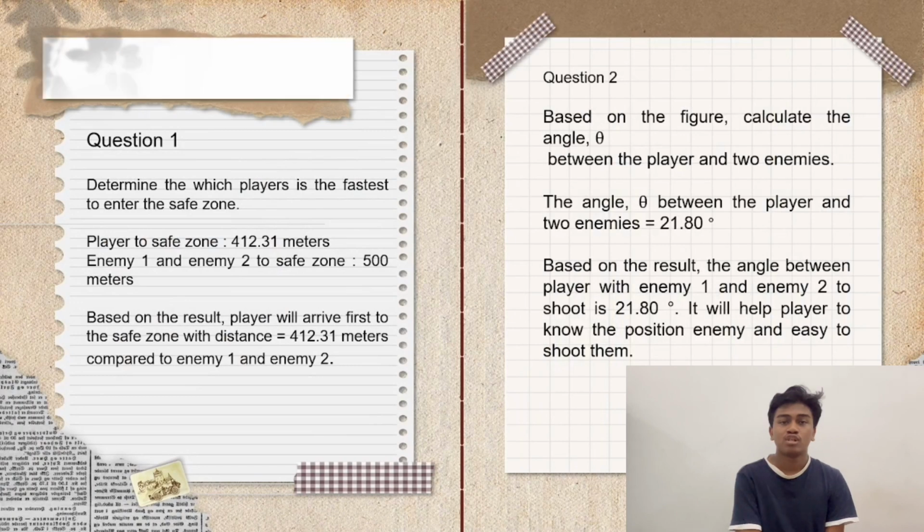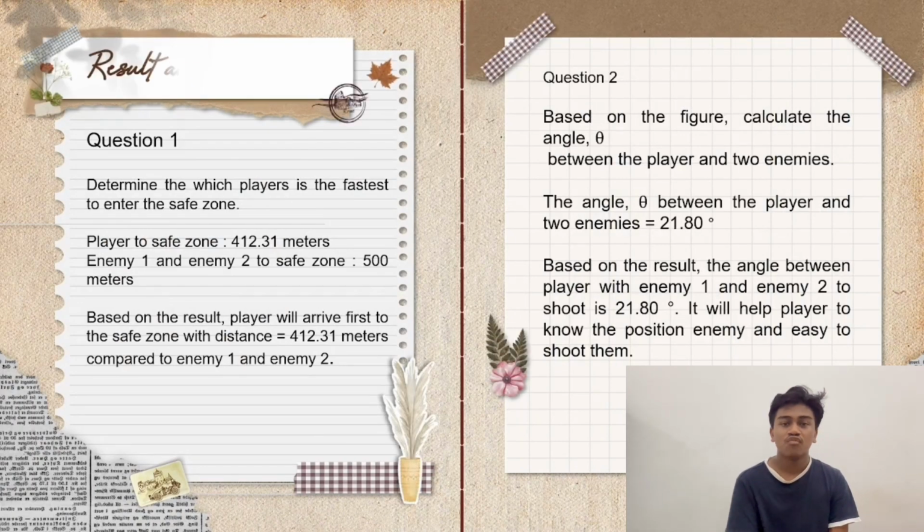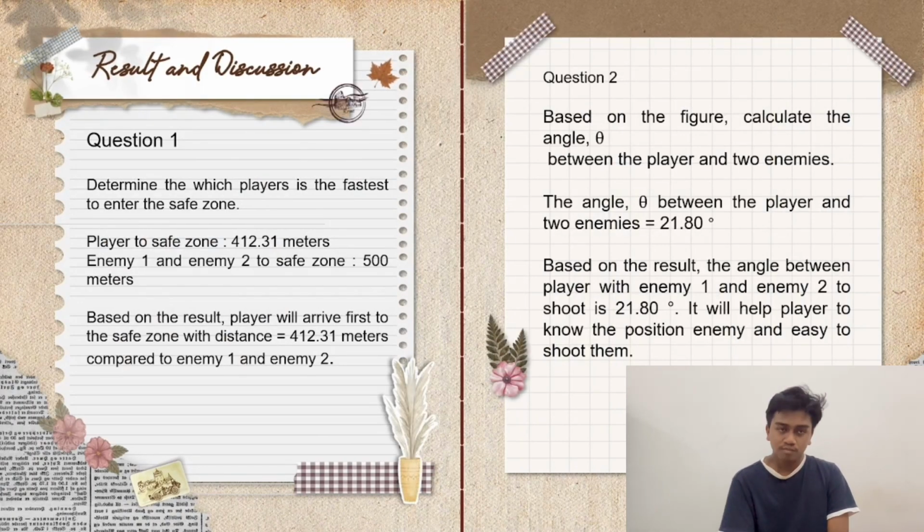Okay, next we move to the result and discussion. For question 1, determine which player is the fastest to enter the safe zone. The player to the safe zone is 412.31 meters. Enemy 1 and enemy 2 to the safe zone is 500 meters. So based on the result, the player will arrive first at the safe zone, with a distance of 412.31 meters compared to enemy 1 and enemy 2.